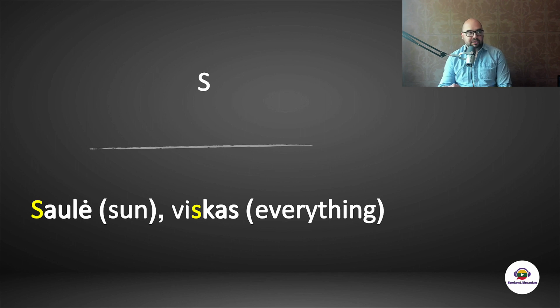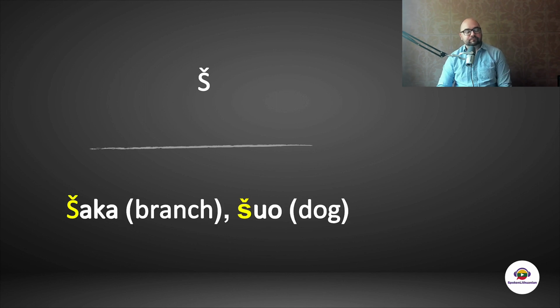I would say it's kind of similar. But now we have the letter Š, sh, and that is basically similar to the ch sound, but ch has this t, and Š is like you're saying sh. Šaka, that would be a branch. Šuo, a dog, right? You're shushing somebody. It's like shushing, sh. Šaka, branch, šuo, dog.